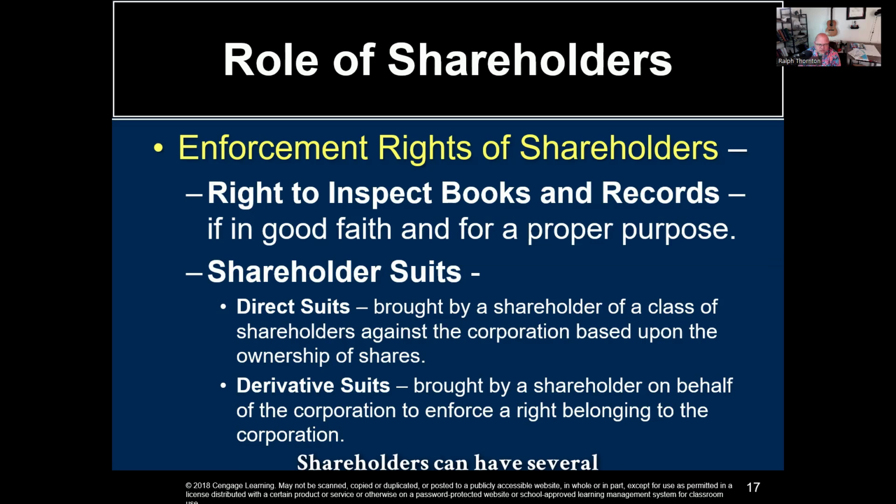Shareholders can have several suits, direct suits brought by the shareholder of a class of shareholders against corporation based upon ownership of shares, and derivative suits can be brought by the shareholder on behalf of the corporation to enforce a right belonging to the corporation. Notice the difference here. Direct suits are a group or shareholder or a group of shareholders that are suing the corporation based upon how something has happened with their ownership. Derivative suits are ones that are done on behalf of the corporation.